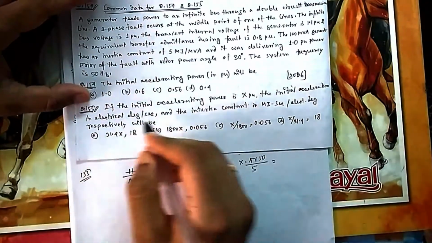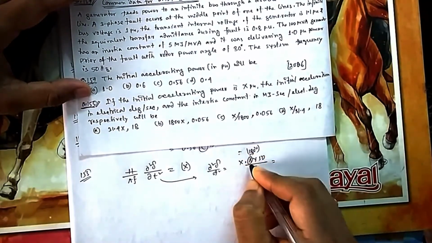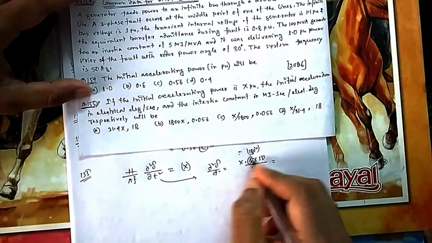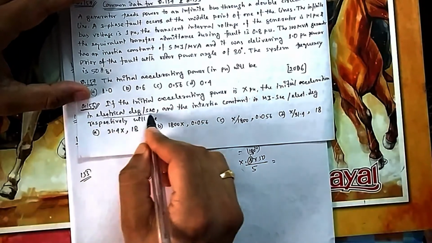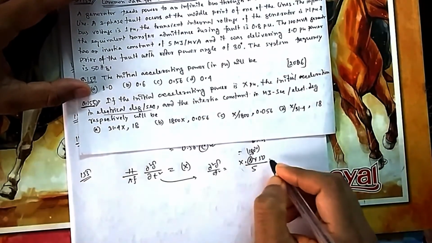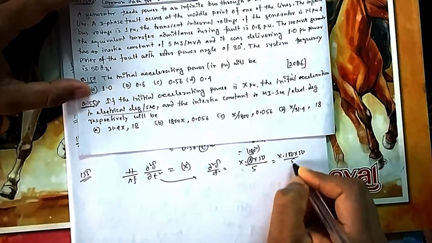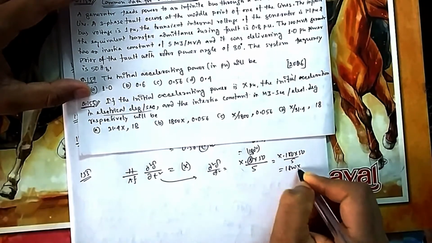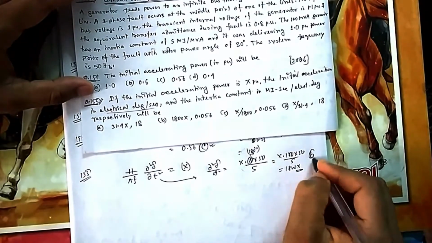They are asking it in electrical degree. So your pi should be 180 degree. If you keep it normal pi 3.14, then this will come in radian per second. But you have to be careful, they are asking in electrical degree per second. That's why I am putting pi equal to 180. So it is X into 180 into 50 divided by 5, which is equal to 1800 X. So obviously it will be option B. From here only you can see.